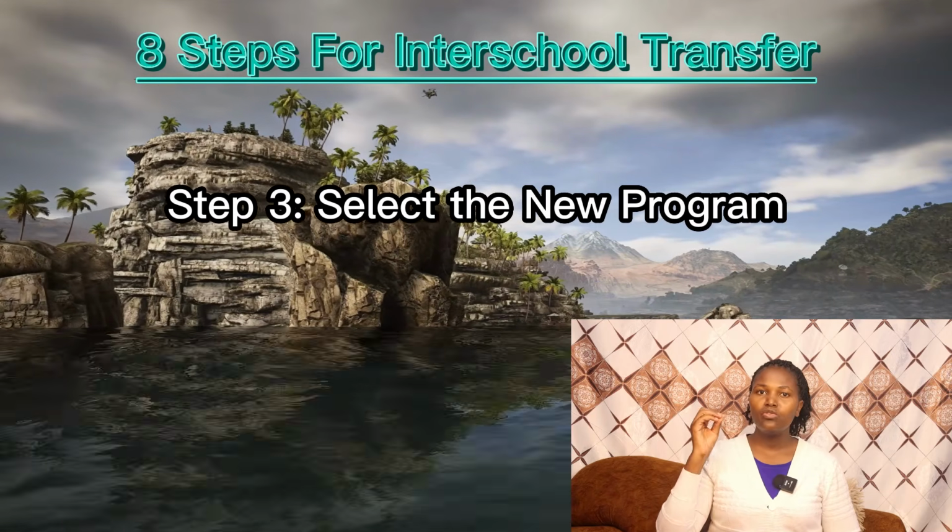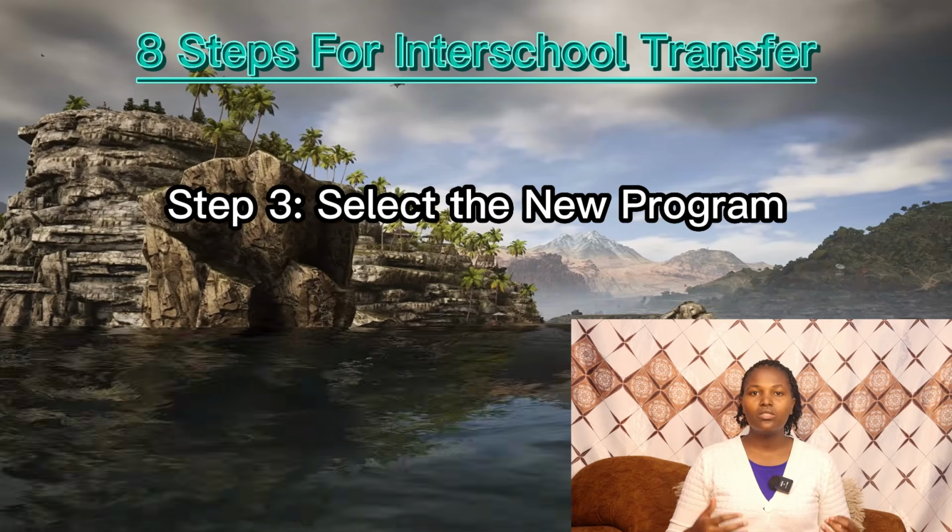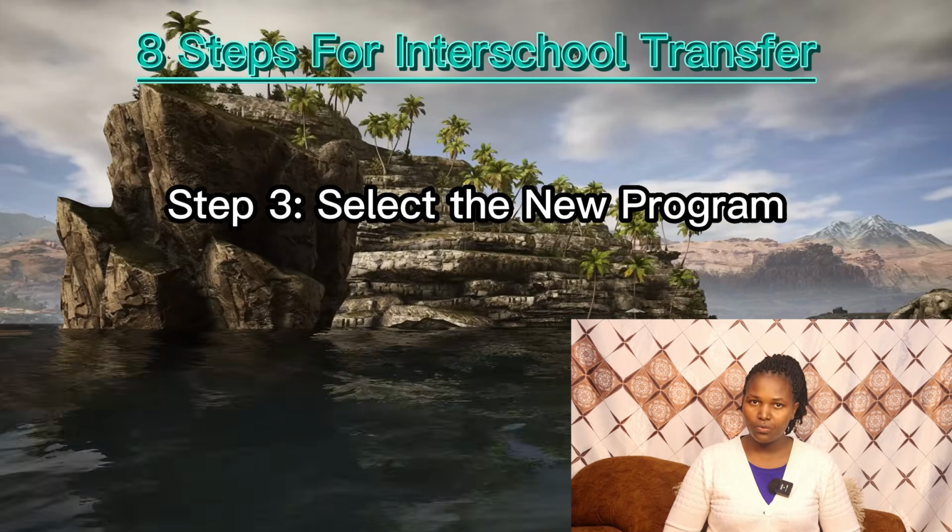Then step number 3, select the new program. Now in this step, you need to browse and select the course and the institution that you want to transfer to. Make sure that you qualify for the new course. Also check the minimum cluster points required and also the subject requirements. Then compare your results, and if you meet the criteria, go ahead with the application.